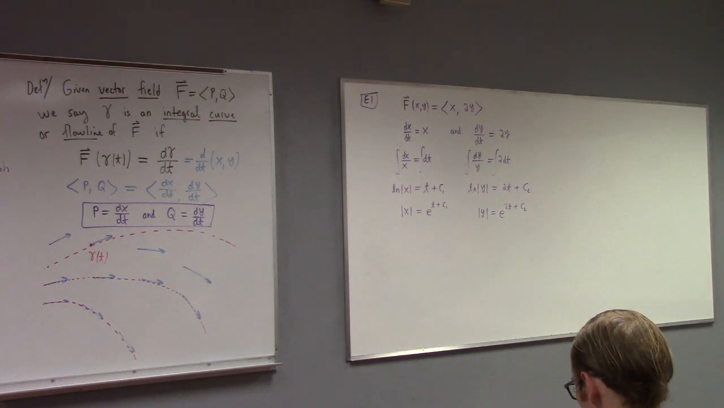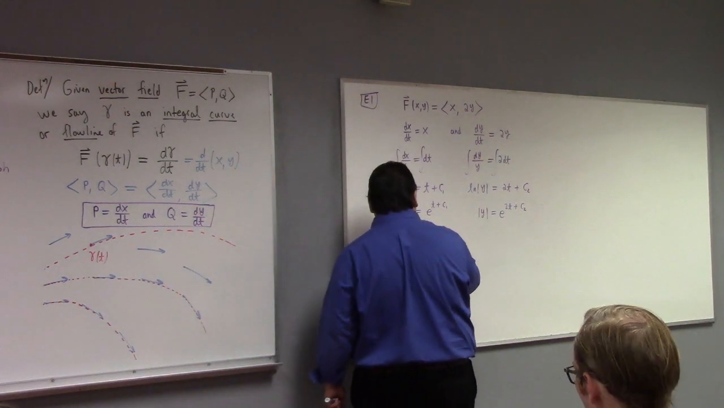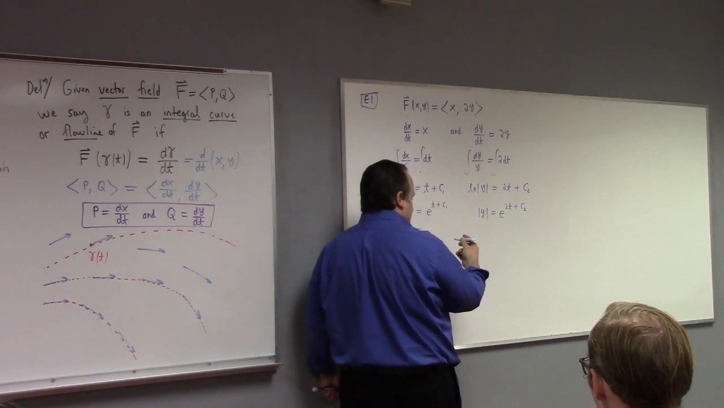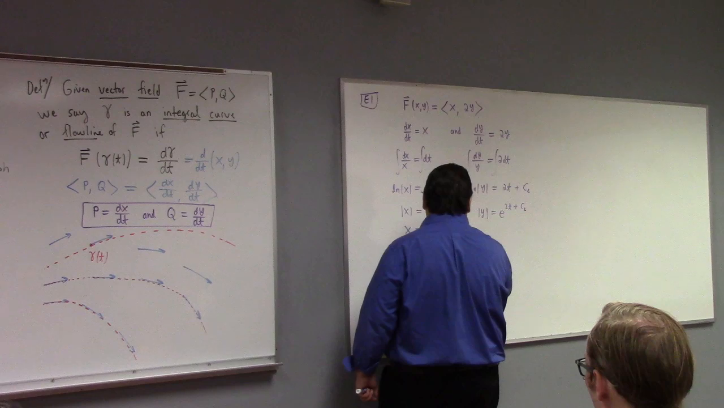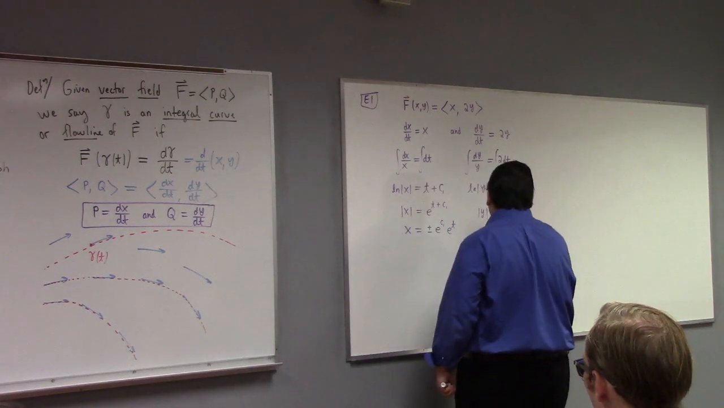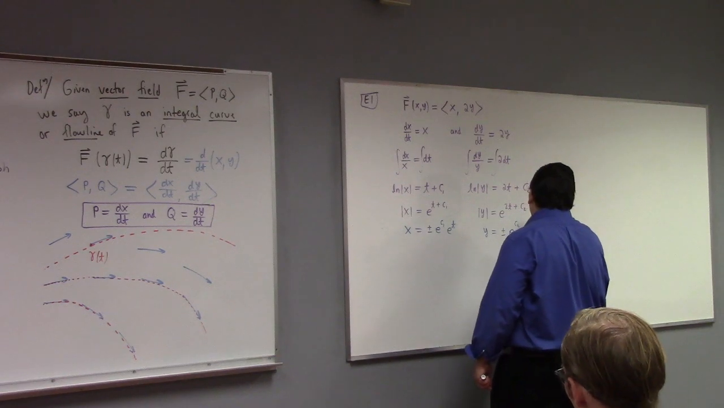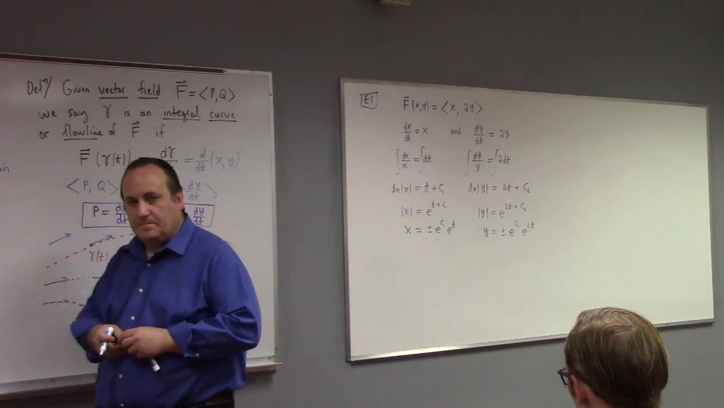All right, so what's next? Well, if you have absolute value of x, what that tells us is that x is plus or minus e to the c1 times e to the t, and y is equal to plus or minus e to the c2 times e to the 2t, by properties of the exponential, laws of exponents.